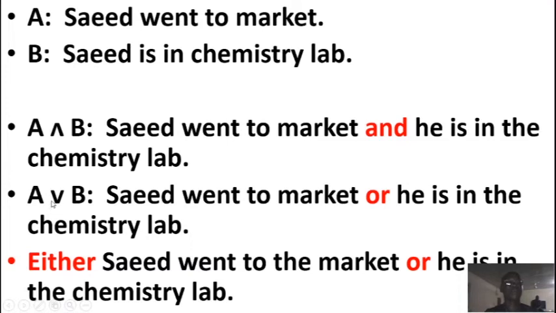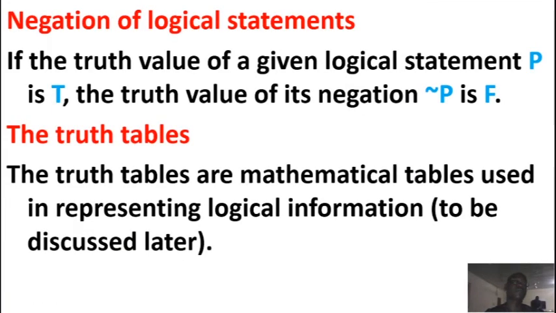But this one is the disjunction between A and B. It means Said went to market or he is in the chemistry lab, but at least one of the two must be true. We can also read this one to mean either Said went to the market, or he is in the chemistry lab. That's what we have done here. Remember, conjunction and, disjunction or, negation of logical statements.